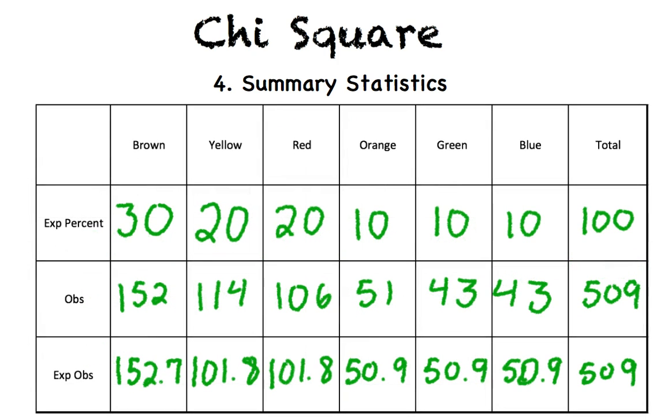Yellow and red is 101.8. Orange, green and blue is 50.9. And I checked to see if I would get 509 as the total still. I still did. You did great. And that is all we need to do for summary statistics.